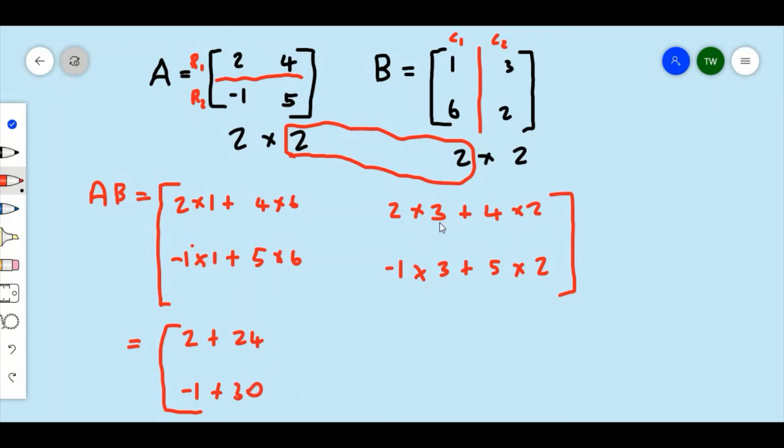Then we move to this term here. 2 times 3, that's going to give us 6 plus 4 times 2, that's going to give us 8. Negative 1 times 3, that's going to give us negative 3 plus 5 times 2, that's going to give us 10.